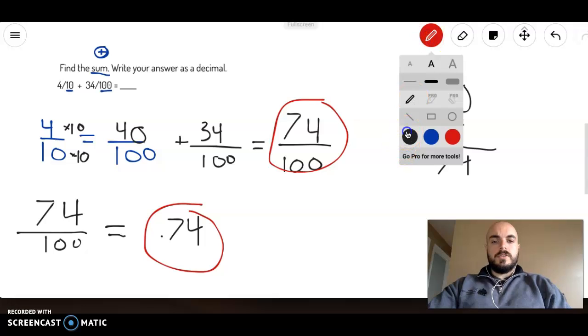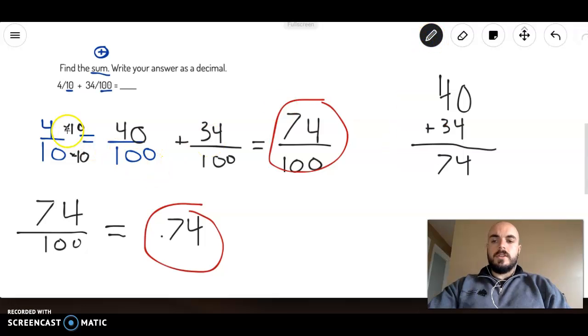So again, just to review what the steps are for this, you need to first convert the tenths into hundredths, add them, remembering our rules for fractions, including the denominator and the numerator, find the 74 hundredths, and then convert them into a decimal. So 74 over 100 equals 0.74, or 74 hundredths. This is what you're going to be expecting to see today in your Zearn lesson.